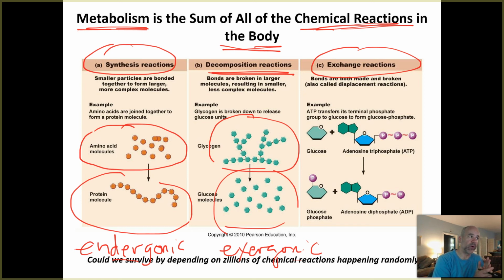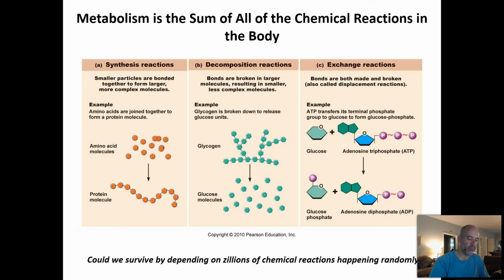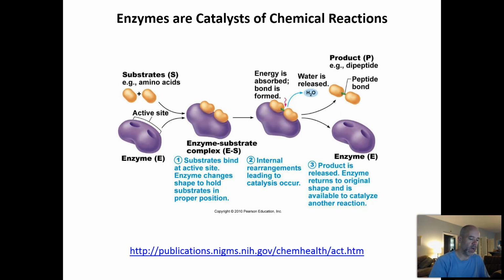Like they're showing you here on the diagram, this includes building proteins, breaking down carbohydrates for energy, doing things like sticking phosphates onto ATP molecules. All of these things are ongoing in the body. All right, so that's great. You've got gazillions of chemical reactions that are taking place.